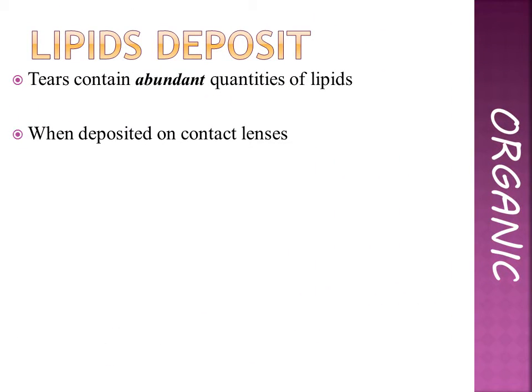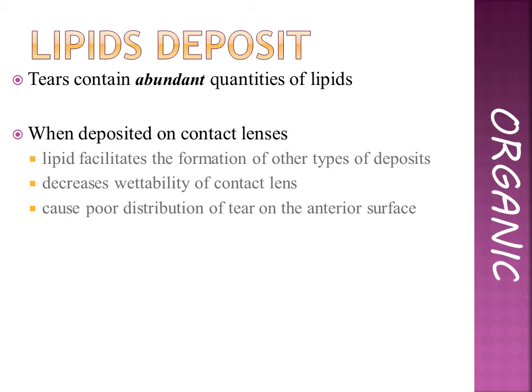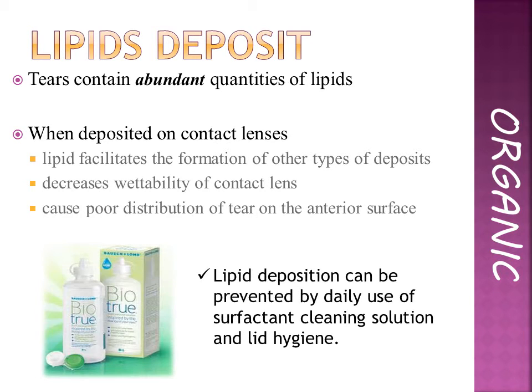Lipid deposit. Tears contain abundant quantities of lipids. When deposited on contact lenses, lipids facilitate the formation of other types of deposits, decrease the wettability of contact lenses, and cause poor distribution of tears on the anterior surface. Lipid deposition can be prevented by daily use of a surfactant cleaning solution and lid hygiene.